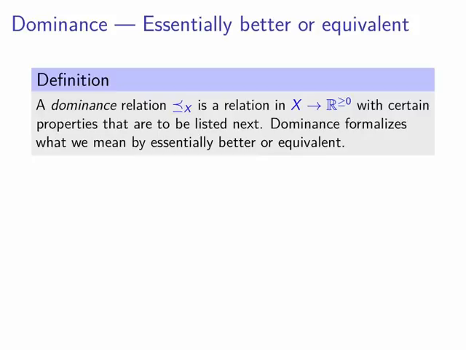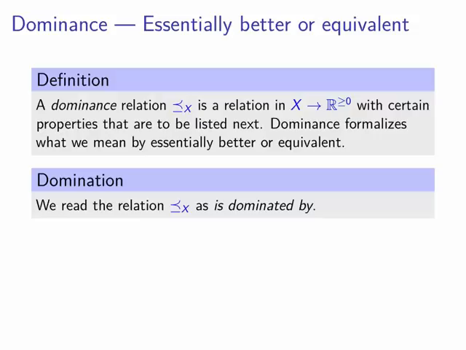We can. We do this by a dominance relation, and this relation works on functions with values in the non-negative real numbers. This dominance relation has certain properties that we will list next, and it formalizes what we mean by a cost function being essentially better or equivalent to another.